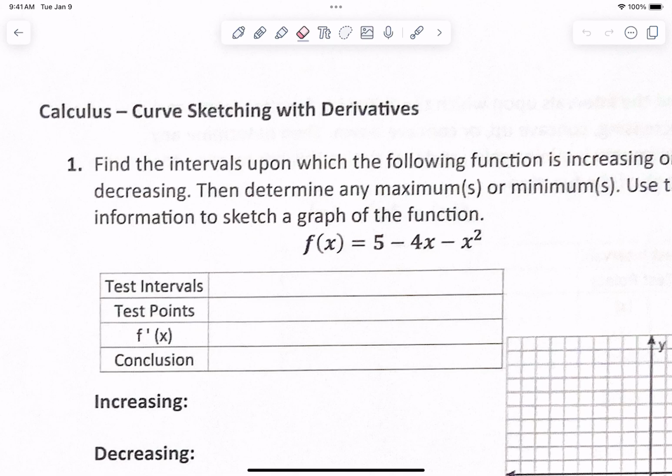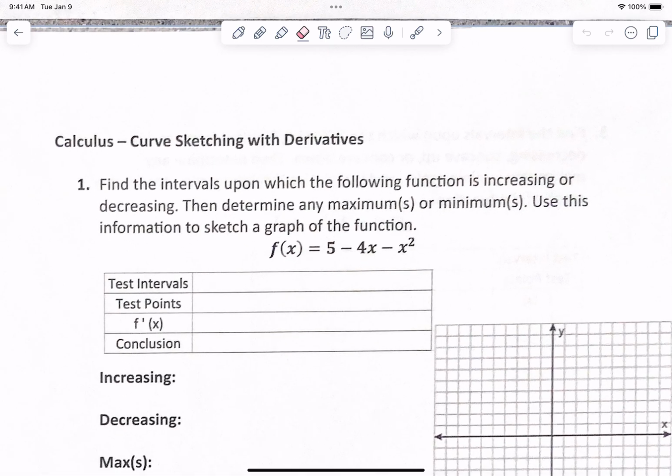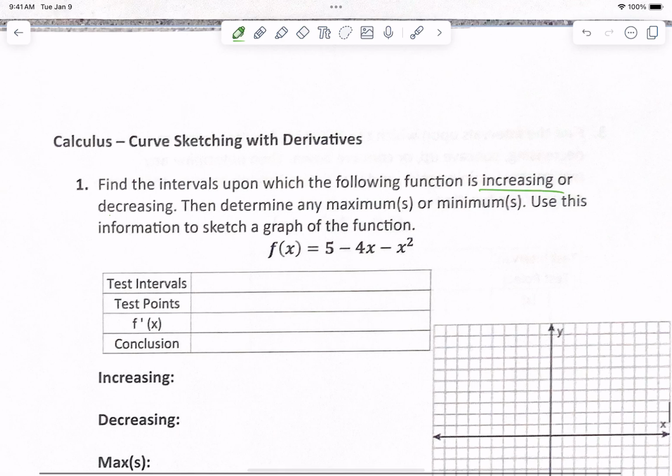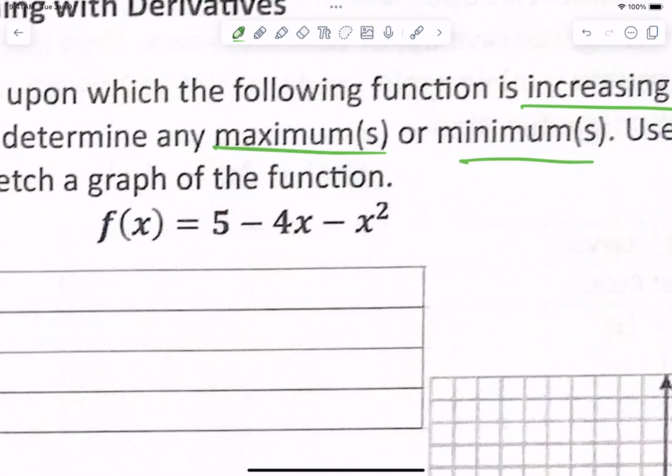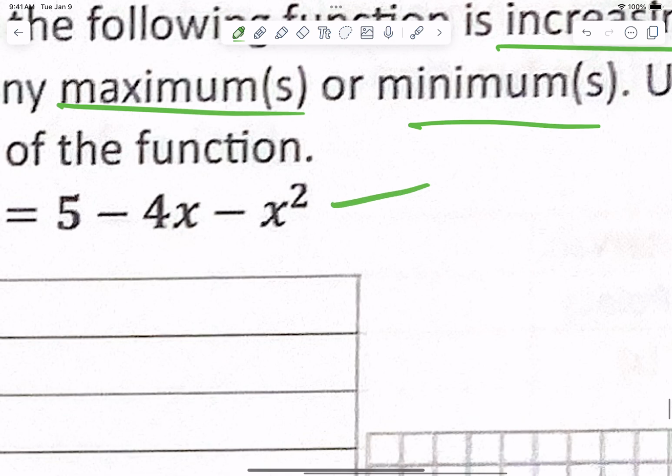All right, we are number 1, and we are doing just increasing, decreasing, and then maxes and mins. So we've got to find increasing, decreasing first, and then we'll determine maxes and mins from there. First and foremost, look at this equation.